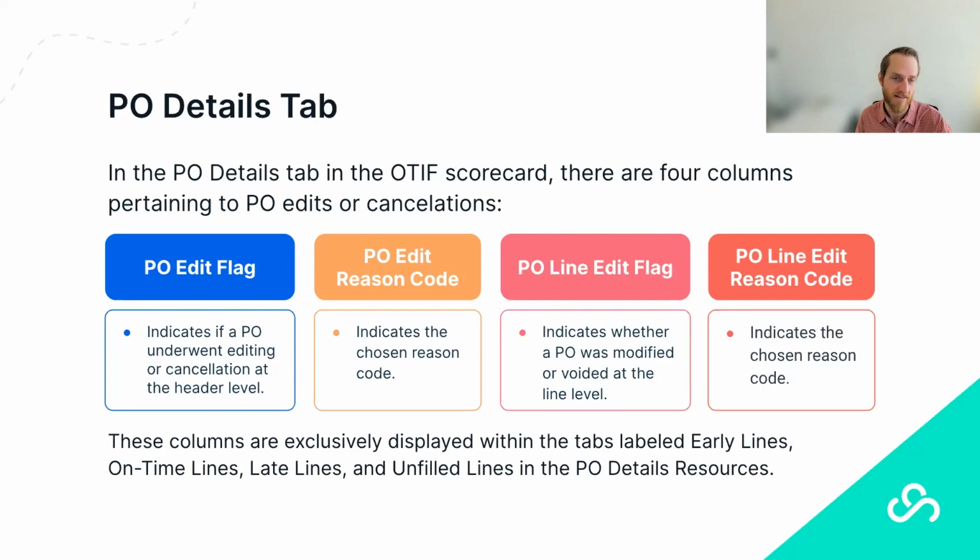The PO edit flag, if that is true, basically means someone edited the entire PO, whereas there's a PO line edit flag, which would mean there was an edit only on that one line. So that's the difference there. And each of those then has a column for the reason code, either the PO edit reason code or the PO line edit reason code. That's really what you'll want to look at to determine what code you're using and where the accountability may fall. We've got a table of reason codes where we're going to show you the accountability per code shortly.